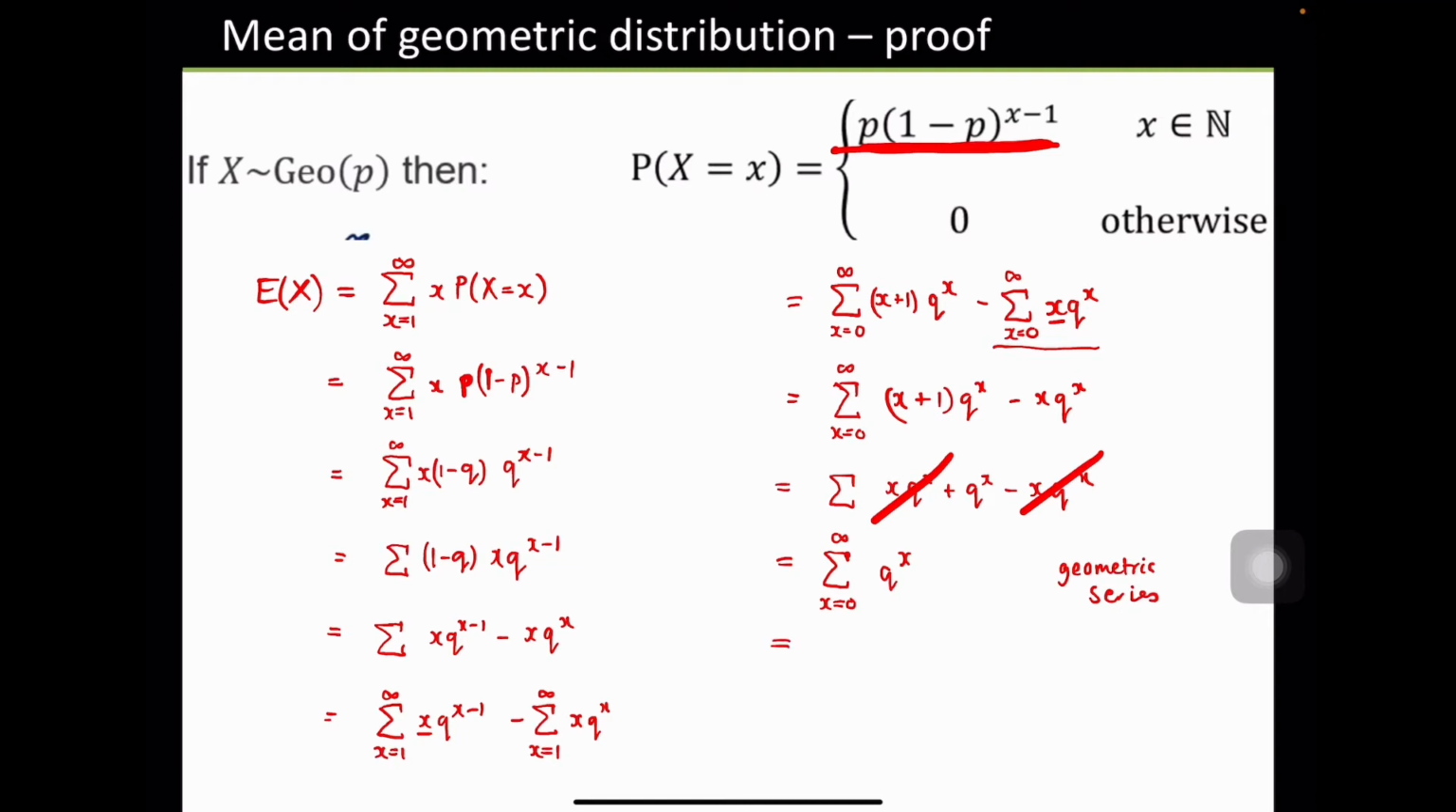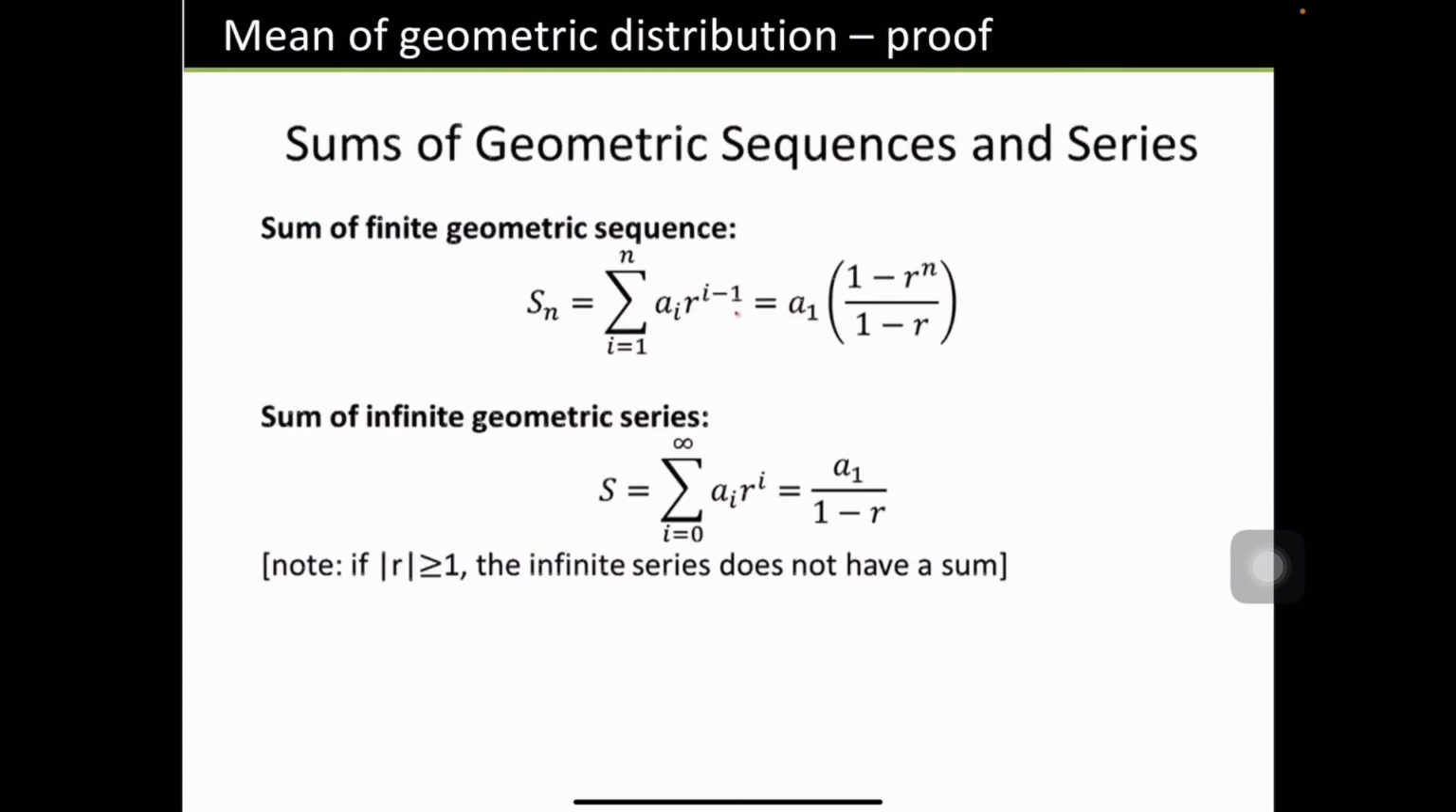And so that summation is the same as 1 over 1 take away the common ratio, which is 1 take away q. And so that's the same as saying 1 over p. So this is what I used for that last part. Now I know that you probably haven't learnt about this yet, so don't worry about it too much. We will learn about it soon.